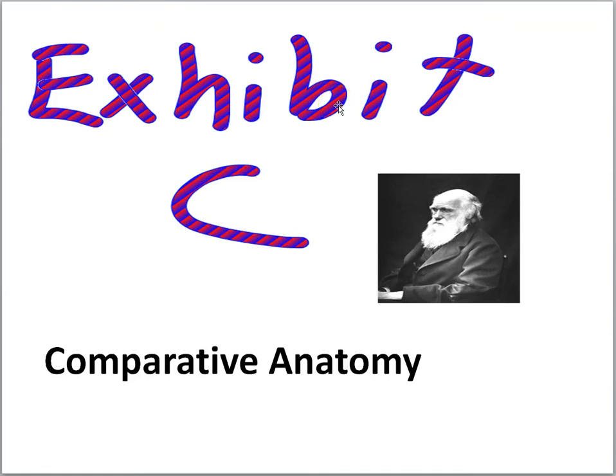In this lesson, we'll look at Exhibits C and D, the categories of evidence for species change. Exhibit C will be comparative anatomy. Charles Darwin is going to look at the anatomical structures of different species to try to find patterns and see similarities and to try to explain those similarities.